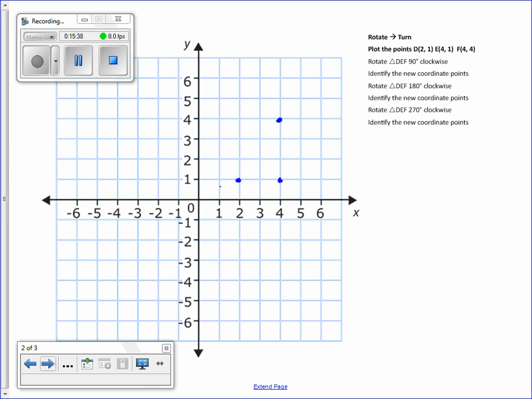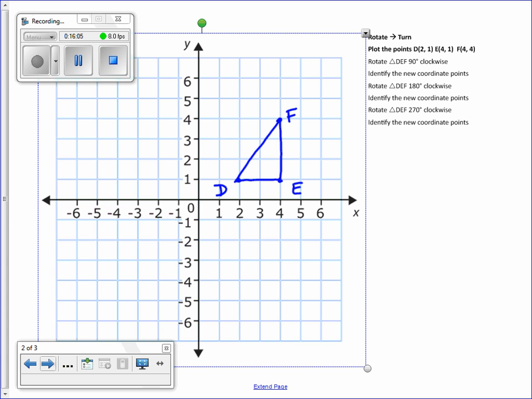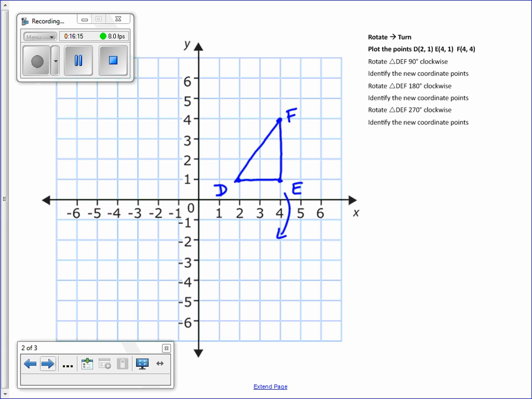All right, so I have D, and I have E, and I have F. Okay, so I plot the points D, E, F. It says rotate D, E, F 90 degrees clockwise. All right, so this is what I want you to think of, okay? When I want to rotate this image 90 degrees clockwise, I want this image to end up here. Remember, its ultimate goal is to end up here.